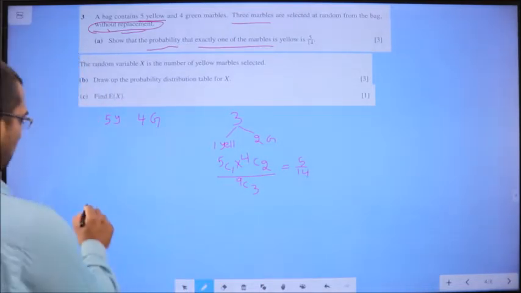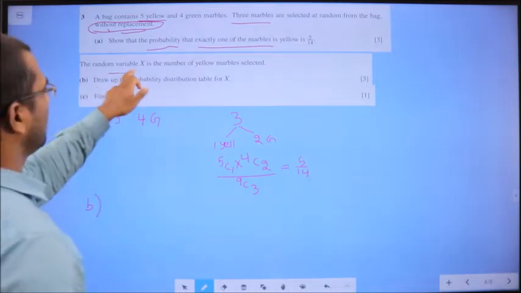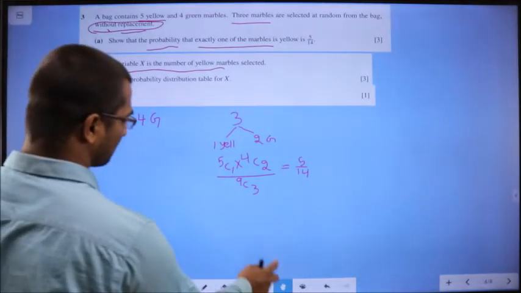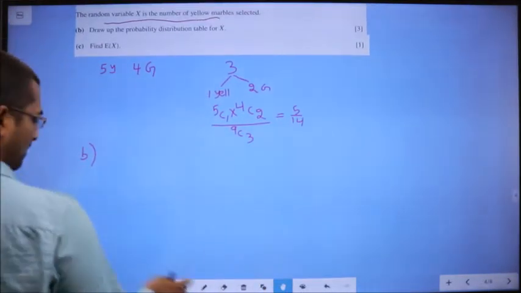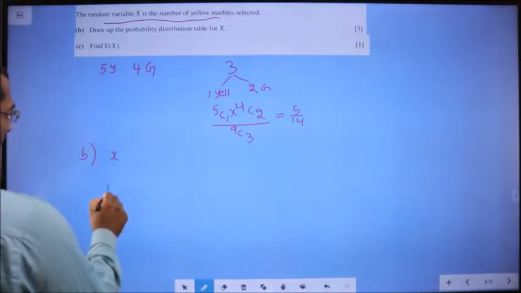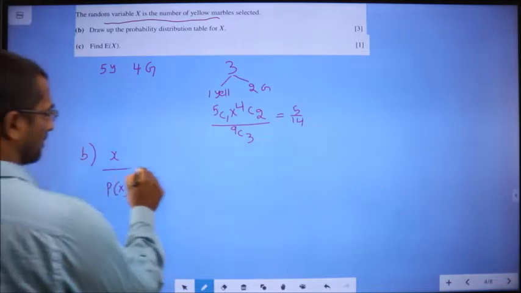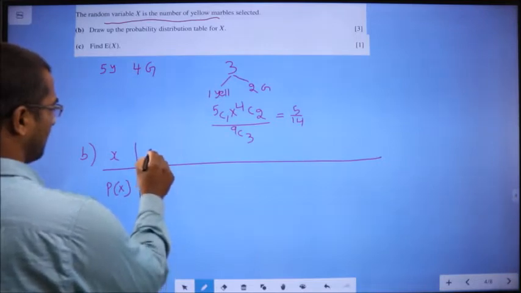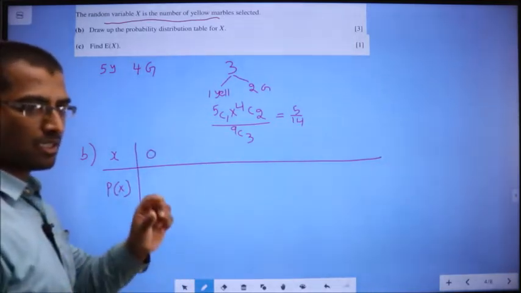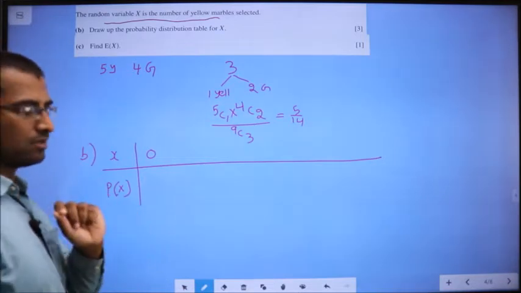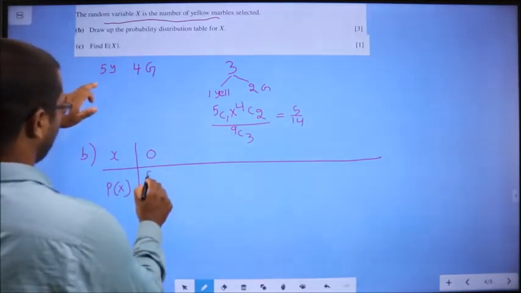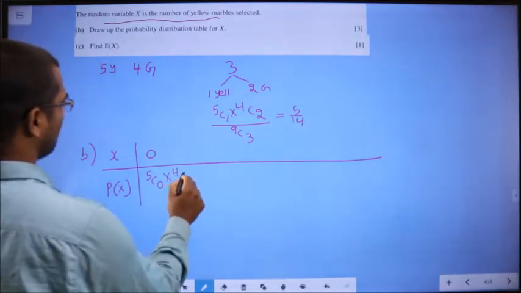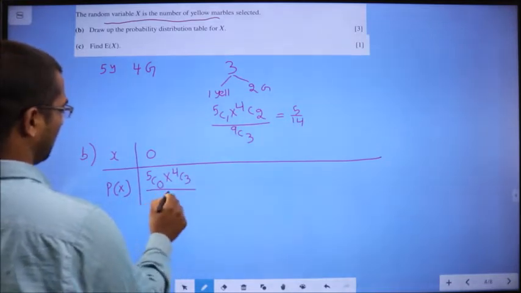Okay. Next, B1. The random variable X is the number of yellow marbles selected. Draw a probability distribution table for X. So probability distribution table is nothing but X and P of X. X is the number of yellow marbles selected. Let us say it is 0. That means the number of yellow marbles selected is 0. So from 5 you are taking 0. You are not taking any of them. That means the other 3 have to be green. So by the total 9C3.